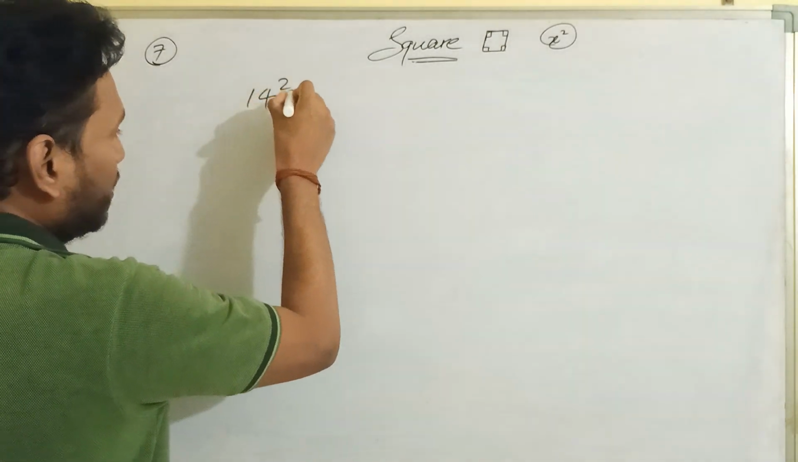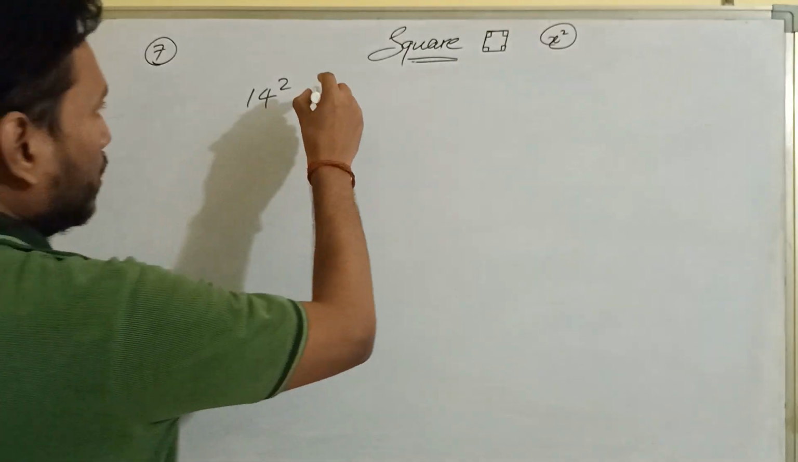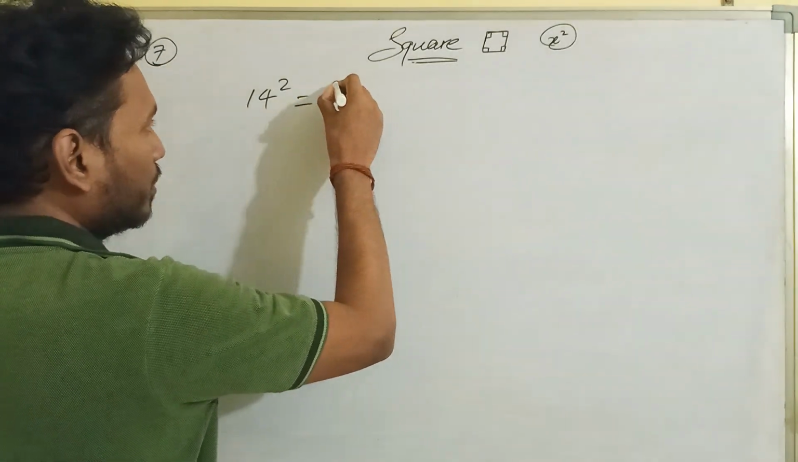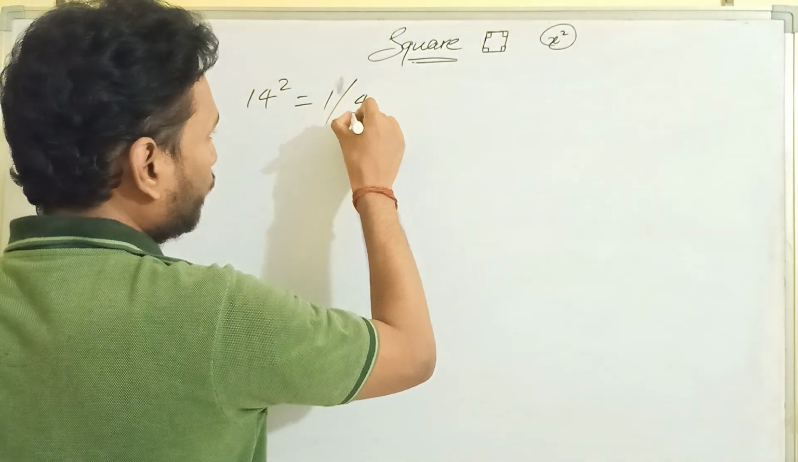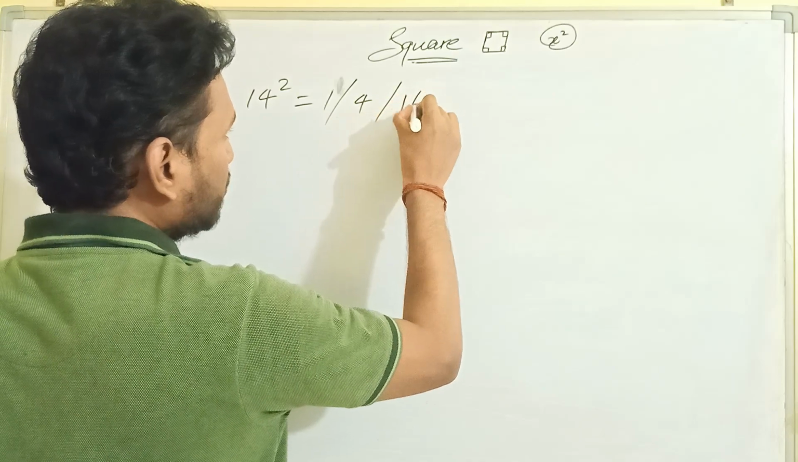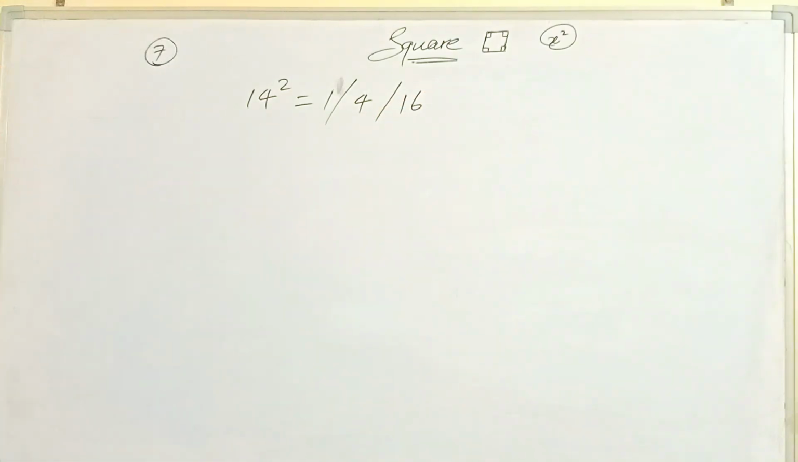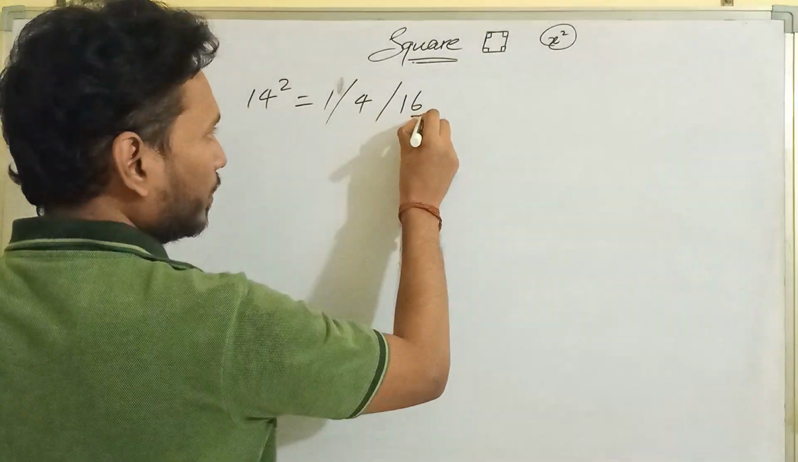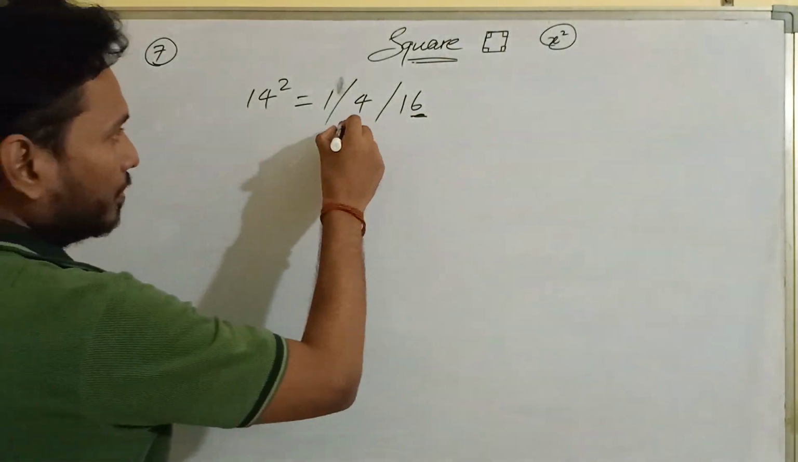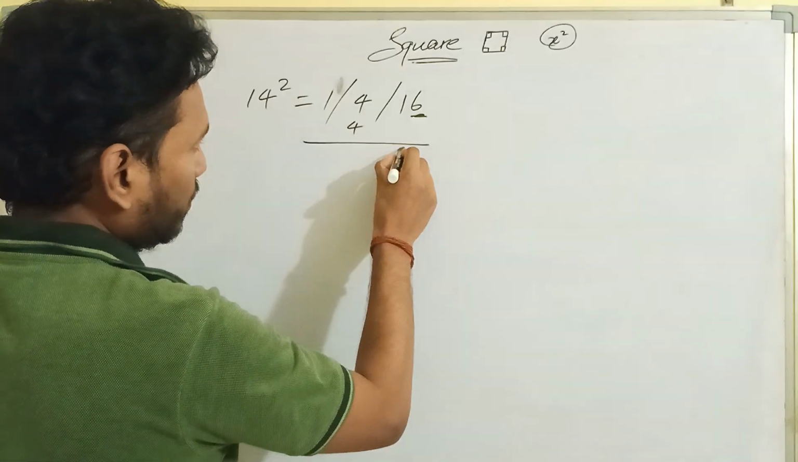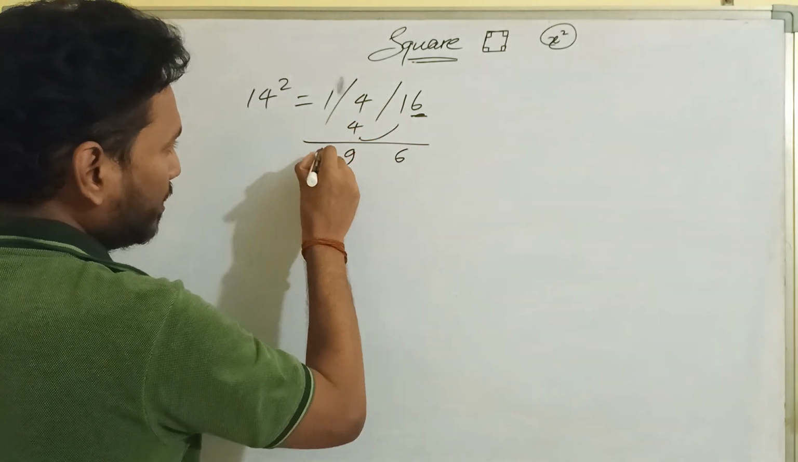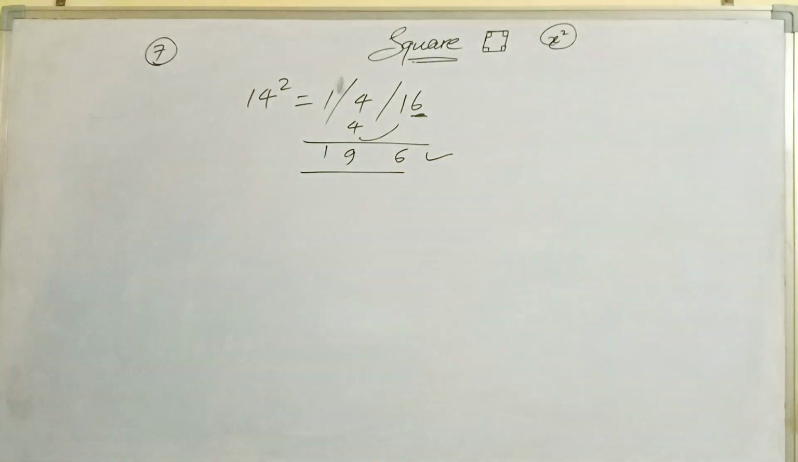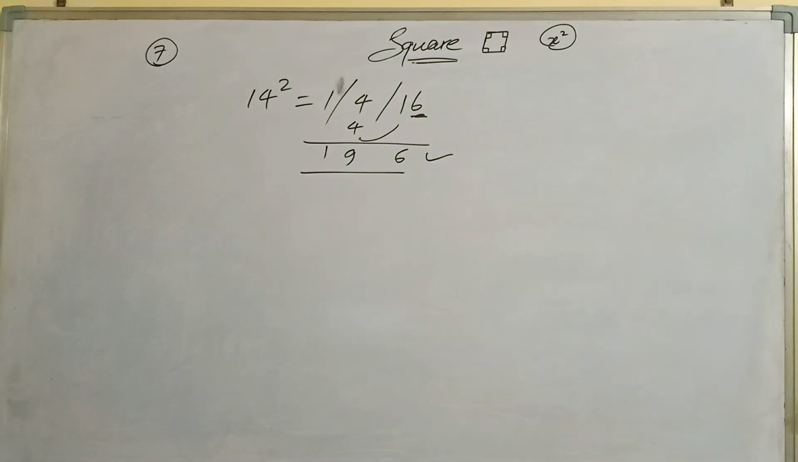Take the example 14. What is the square of 14? 1 square is 1, 1 times 4 is 4, and 4 times 4 is 16. We will take only one digit, 6. The answer is 196.